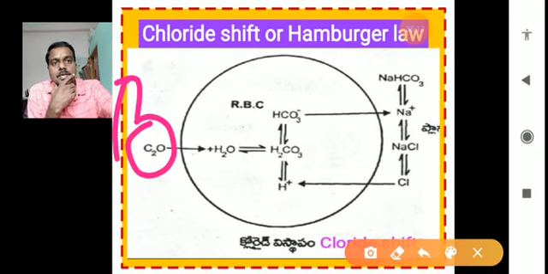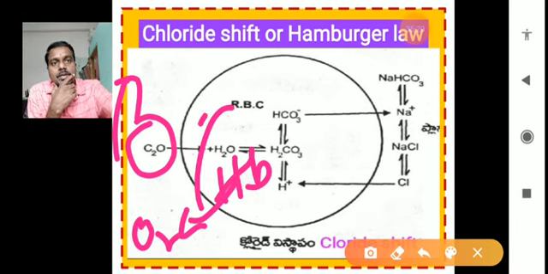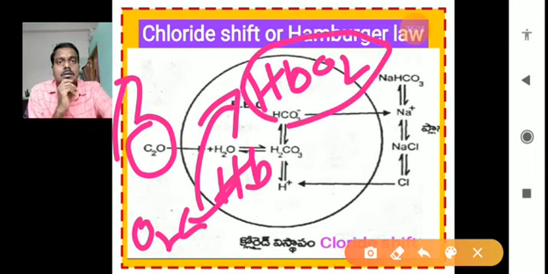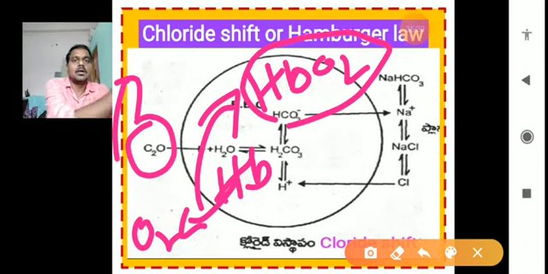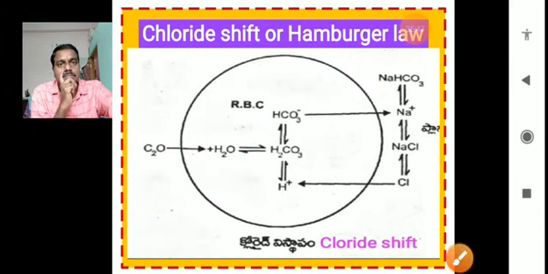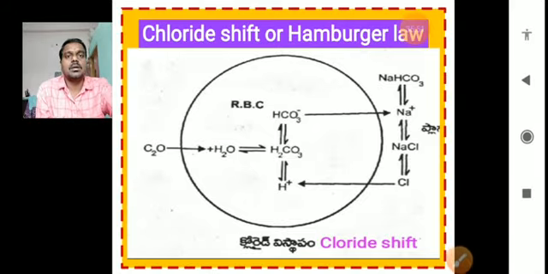At the same time, the Hb is also present in the RBC. This Hb gains the oxygen and finally forms HbO2, which we call oxyhemoglobin, and that RBC gains oxygen and transfers the oxygen to the cells. So this is a very important role of the RBC, right? This is called the bicarbonate shift, the chloride shift or Hamburger law, right? So this is about the carbon dioxide transport.